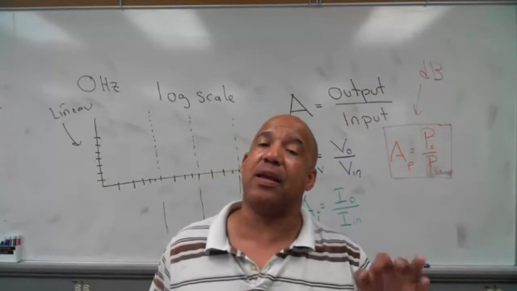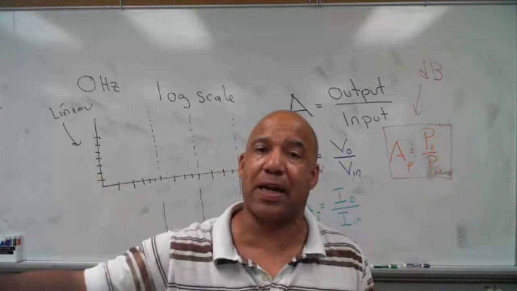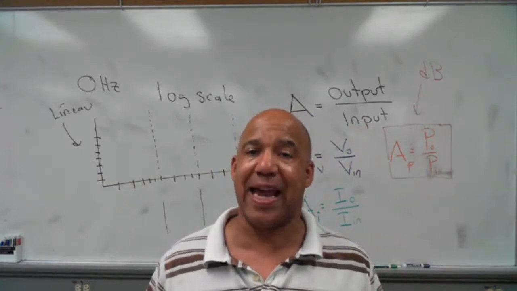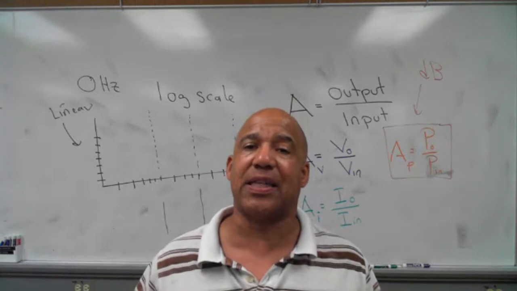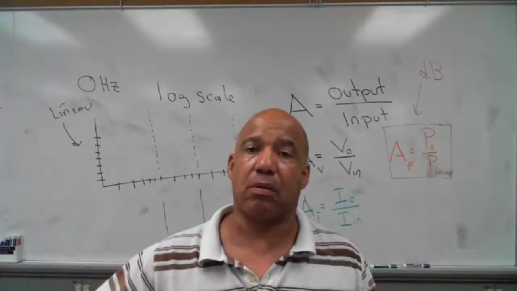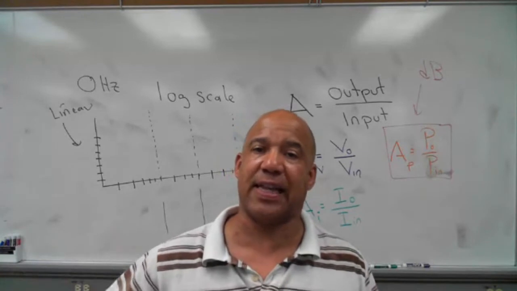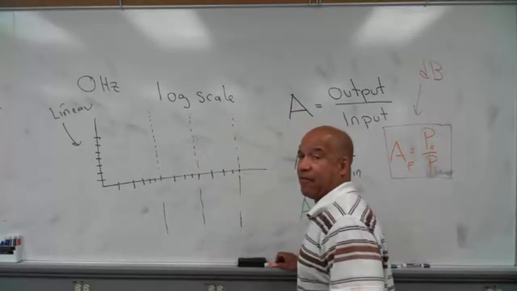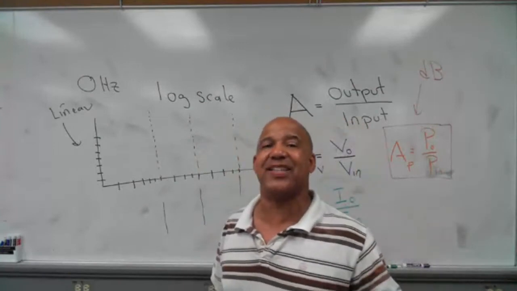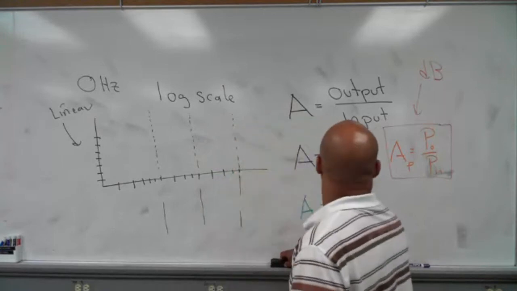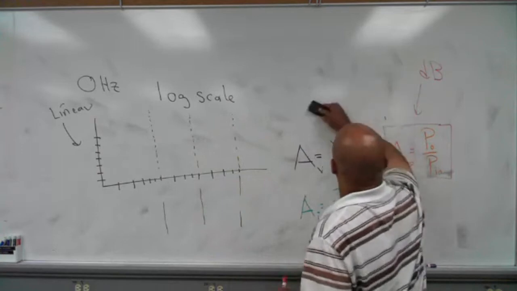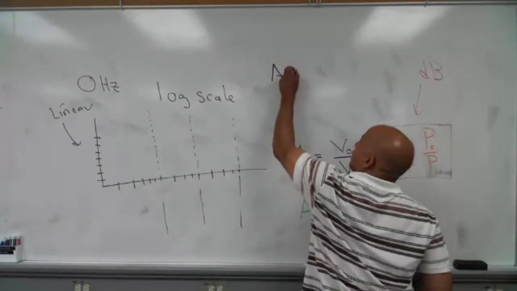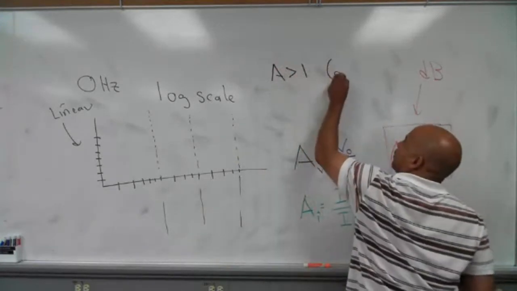True gain means you have an increase in power. So I start out with a small amount of power and I get out a large amount of power. For true gain to take place, true amplification, you must have an increase in power. It doesn't matter what the voltage and current are doing. If there's not an increase in power, then you don't have amplification. So the gain can tell us if we have amplification or if we have something called attenuation. You can think of it like this: if I have a gain greater than one, then I have amplification.